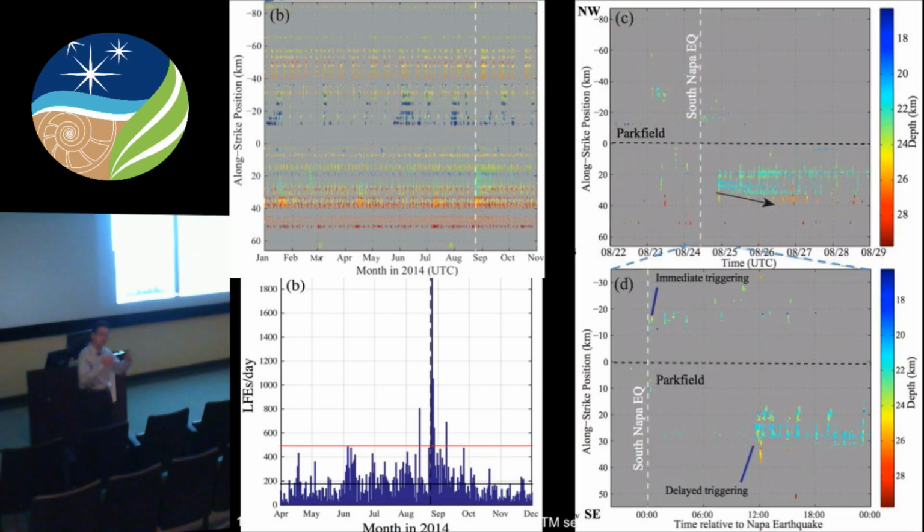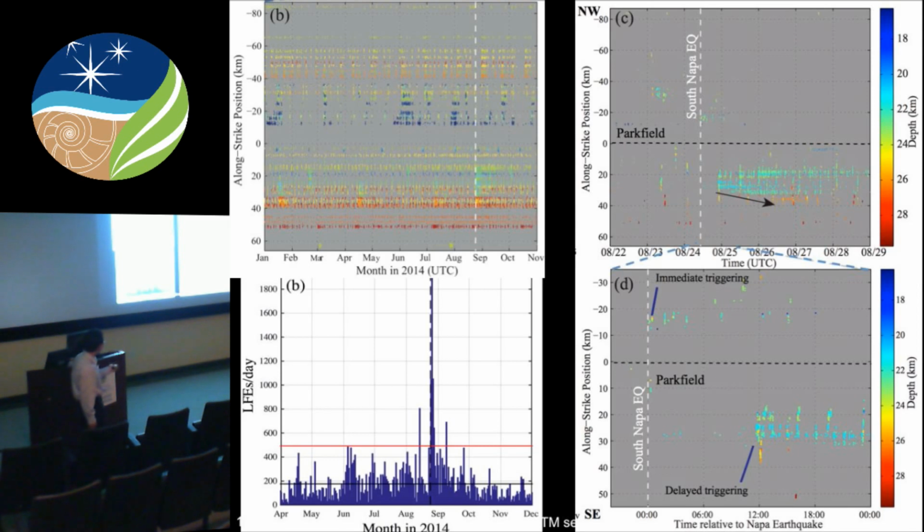The distance is about 300 kilometers. And again, look further. You see, this is the Napa event. This is Parkfield. You zoom in further, and you see in this region immediately north of Parkfield, this tremor activity started immediately afterwards. You have this kind of immediate triggering effect.